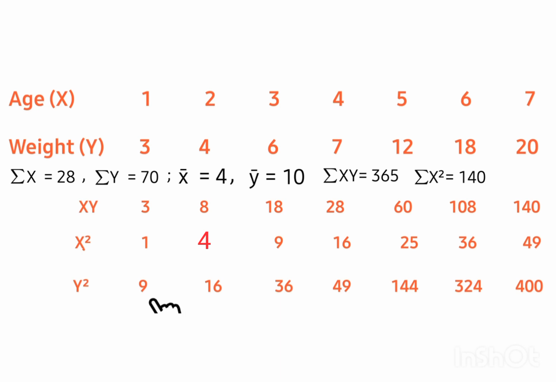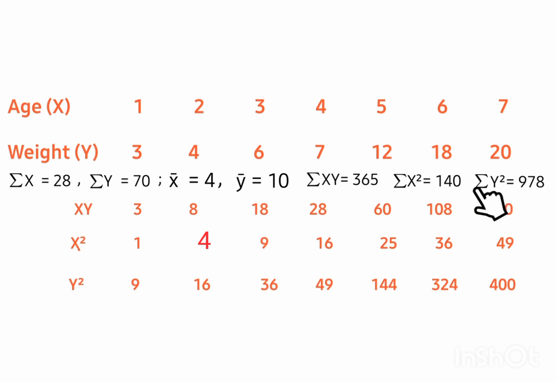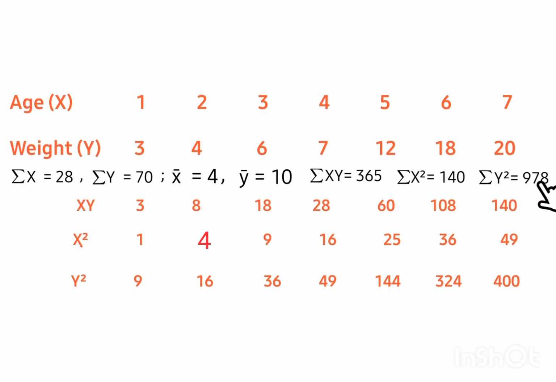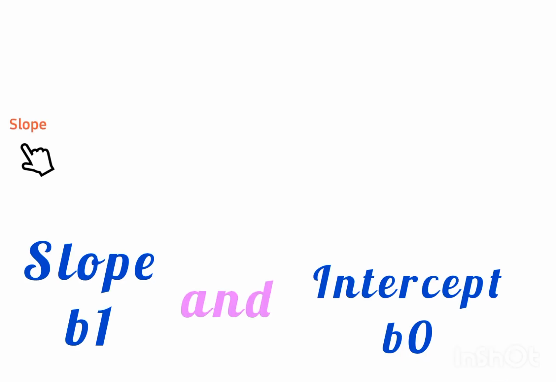9 plus 16 plus 36 plus 49 plus 144 plus 324 and lastly plus 400 gives 978, and we record that now. Summation y square equals 978. Remember we did say that the equation of line of best fit is determined by slope and intercept. Slope is denoted by b1 while intercept is denoted by b0, right?